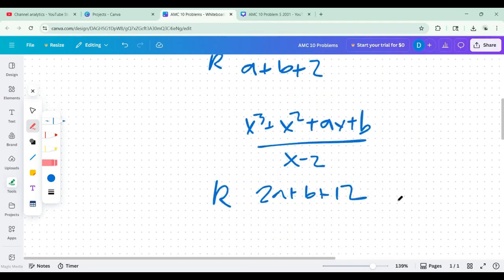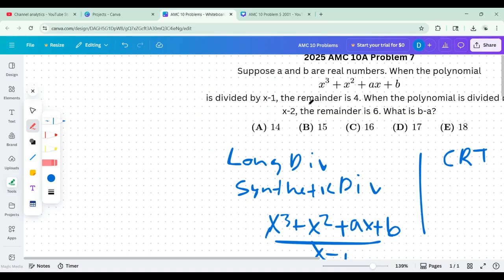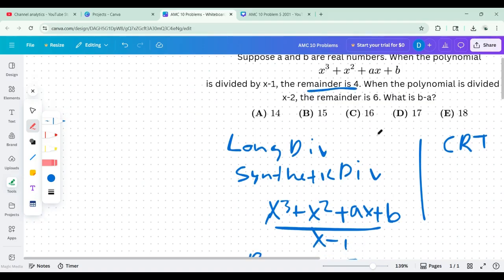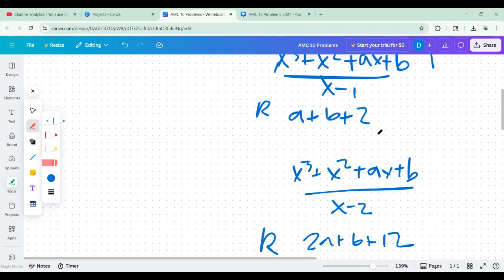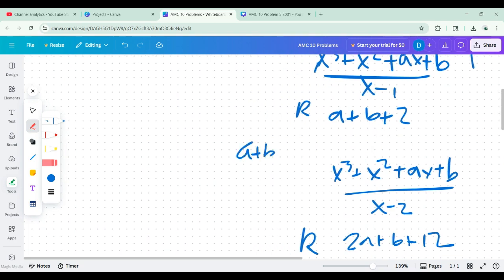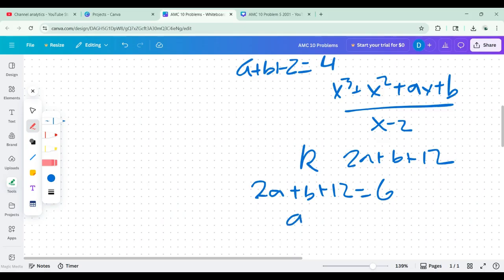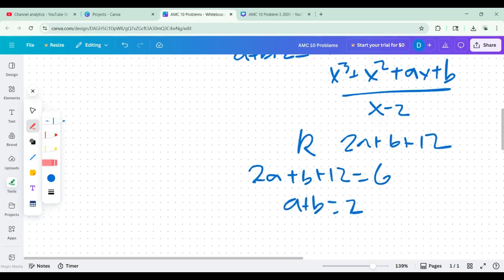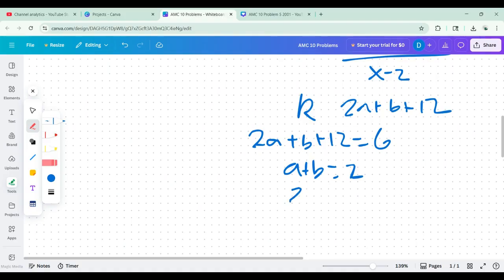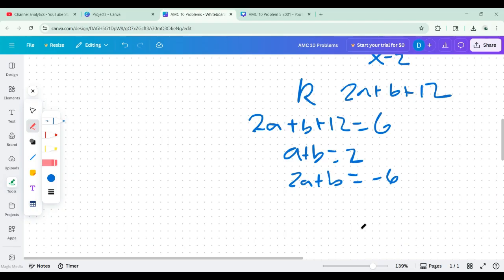And this helps us solve because, again, the problem gave you that the remainder for the first one is 4 and the remainder for the second one is 6. So we're essentially just solving a system of equations. So a plus b plus 2 is equal to 4. And then 2a plus b plus 12 is equal to 6. And then you solve a plus b is equal to 2 from the top equation, 2a plus b is equal to negative 6. Nothing too complicated here, just knowing what you have to do.